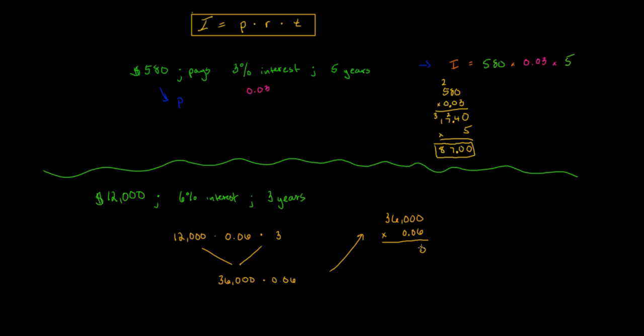6 times 0 is 0. We do that for the 3 zeros. 6 times 6 is 36. Carry my 3. 6 times 3 is 18, plus 3 is 21. I had 2 decimals there, so I need 2 decimal points there. I'm going to be paying a total of $2,160 in interest.